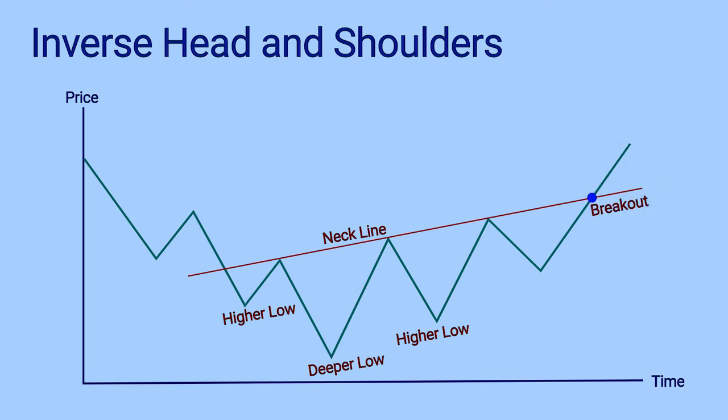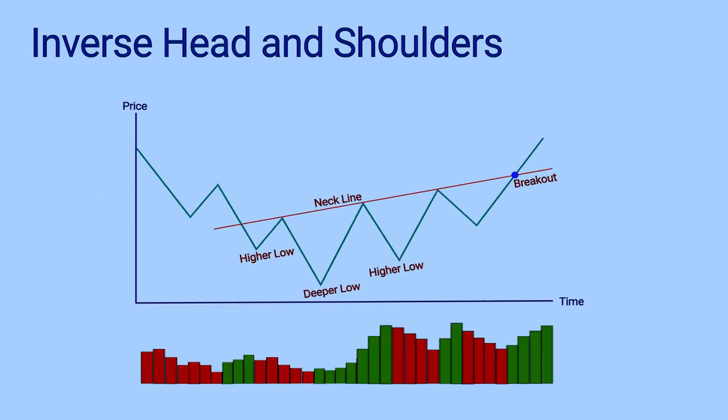So once the neckline is breached, and again in the case of inverse head and shoulder, if the volumes on the up moves are higher and during the down move it is lower, then we can be assured that the probability of success of this pattern is quite high. And again, if the neckline of an inverse head and shoulder is slanting upward, the probability of success of that pattern becomes higher compared to a horizontal or a negatively slanting neckline.